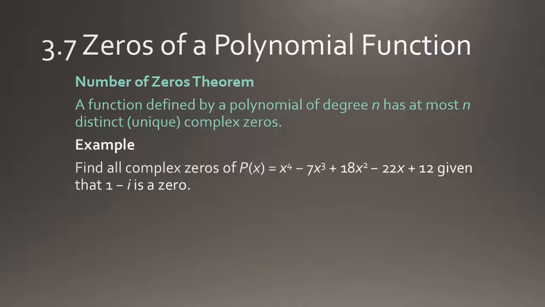For example, we're going to find all the complex zeros of this function. They're giving us that 1 minus i is a zero, so they're giving us a starting point. Why don't you pause this recording and give this a try? Now I'm going to give you a hint. You're going to want to use division, synthetic division, to help you out with this. Pause the recording, give it a try, and resume the recording to check your answer.